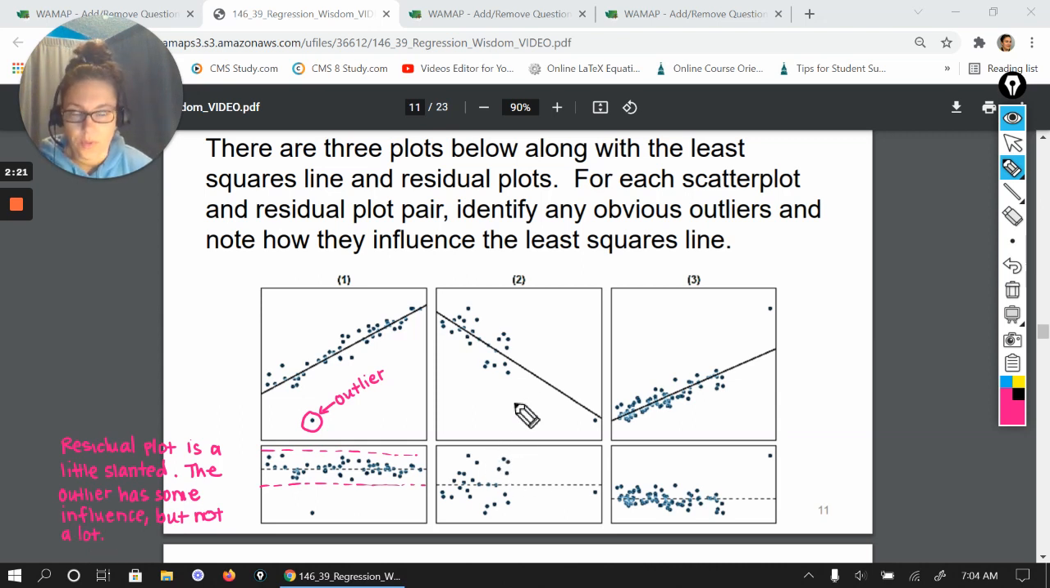Okay, number 2. We have an outlier here that's far away from the cluster. And in our residual plot, we see the cluster here as well as the outlier over here. Since it falls close to the regression line, it doesn't seem to make much of an impact on the regression line. So: outlier, not much of an impact.